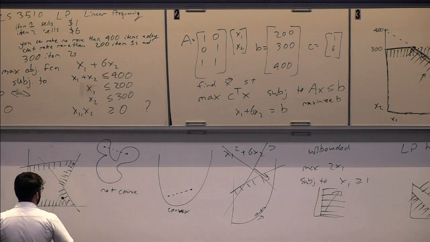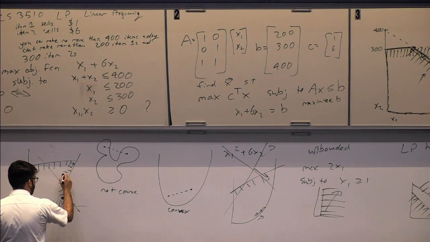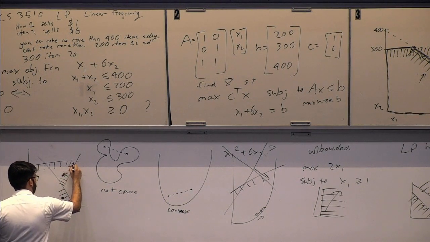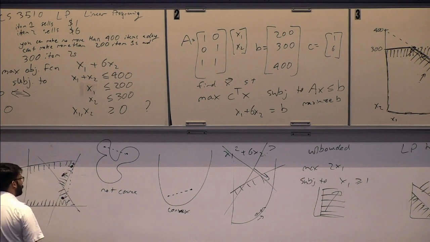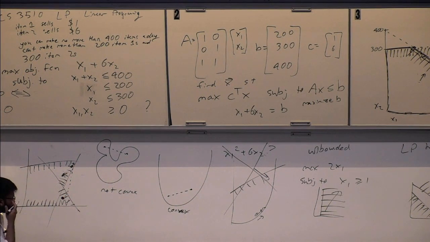Well, this would be an example that's not convex. You can put two points here, and the dotted, well, that's a bad example. The shortest distance between those two, I know that line is curving, would be outside of the feasible region. We have a problem with this picture. What is it?